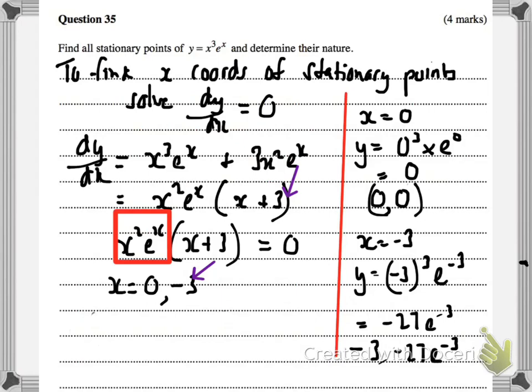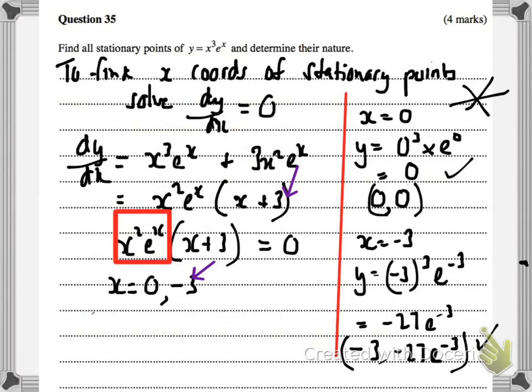Alright, what I've done here on the right hand side, I'll just put a star here. What I'm doing over here is finding the y coordinates. To find the y coordinates, we put the x coordinates into the original. You can pause the video here and have a closer look at that. But I get y coordinates of 0 and negative 27 e to the power of negative 3. So I've now got my 2 points. I should put brackets there: (0, 0) and (-3, -27e^-3).